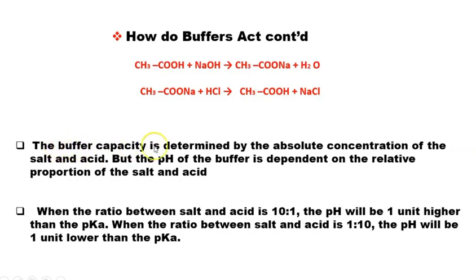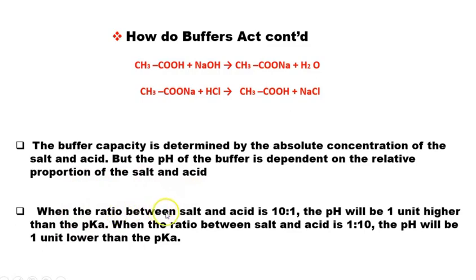So now the buffer capacity is determined by the absolute concentration of this salt and acid, you see now. But the pH of the buffer is dependent on the relative proportion of the salt and acid. So buffering capacity depends on the concentration, but pH depends on the proportion of the salt and acid. Proportion means ratio. This one, pH, depends on the ratio of the salt to acid. Okay? That's what we mean.